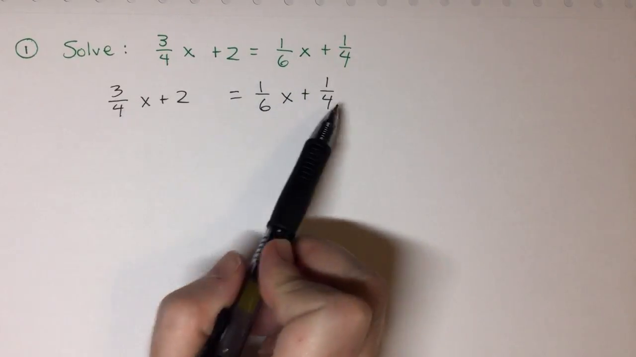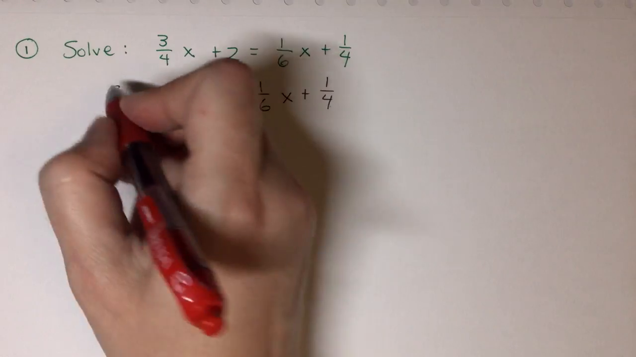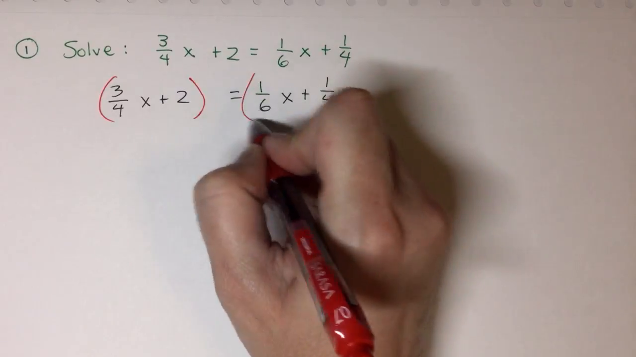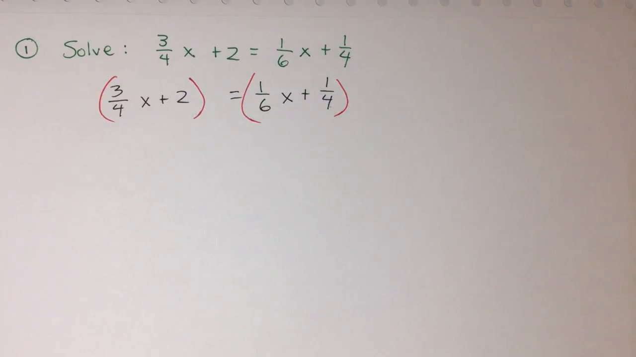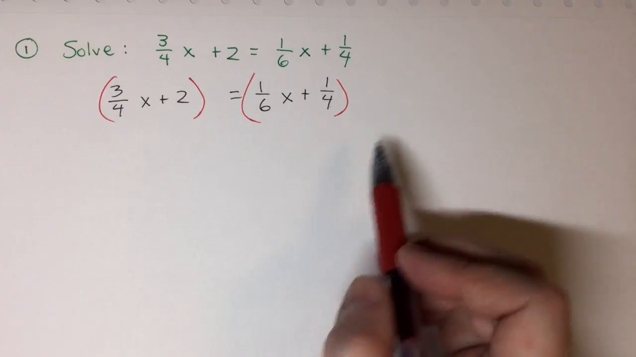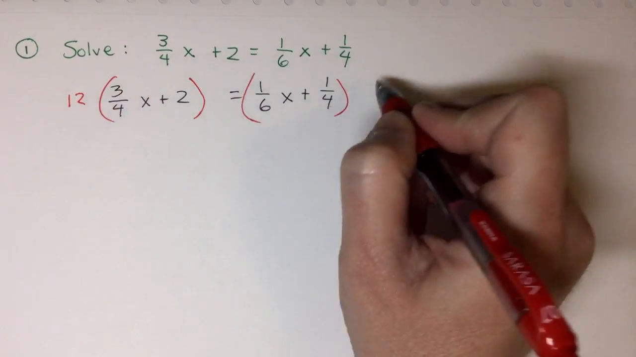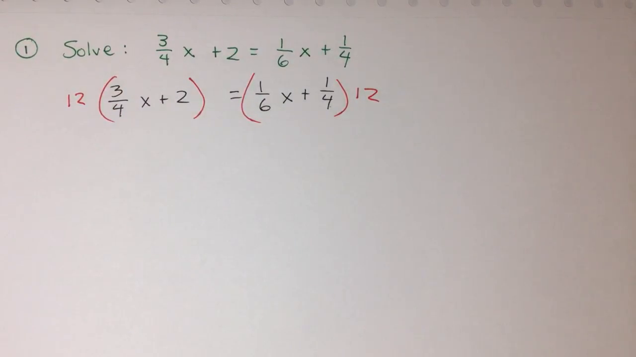My denominators are 4 and 6. Well, you should be able to see pretty quickly that 12 is the least common denominator. If, however, you don't see the least common denominator quickly, I could multiply both sides by 4, simplify, and then multiply both sides by whatever was remaining in a denominator. So I'm going to multiply both sides of the equation by 12.